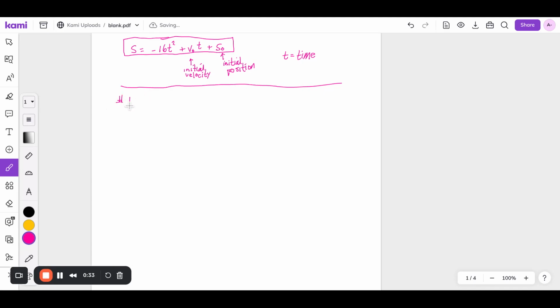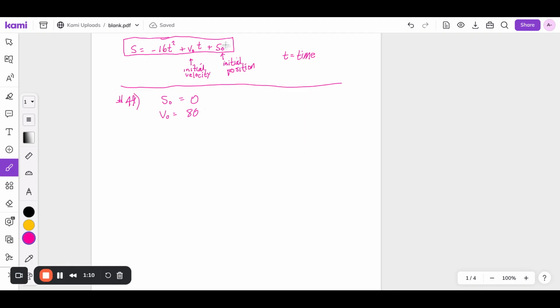So if I'm looking at number 49, you need to identify what items are given to you in the problem. It says a projectile is fired straight upward from ground level. That's your initial position. So S sub 0 equals 0. It's on the ground. With an initial velocity of 80 feet per second. So your V sub 0 is 80 feet per second. During which interval of time will the projectile's height exceed 96 feet?